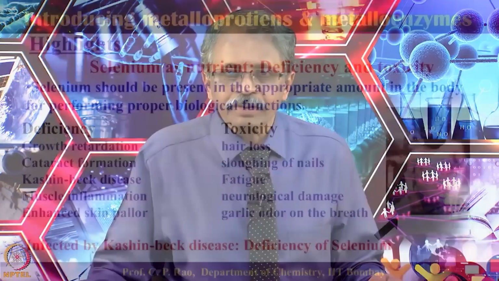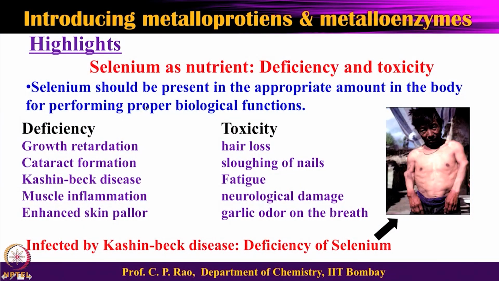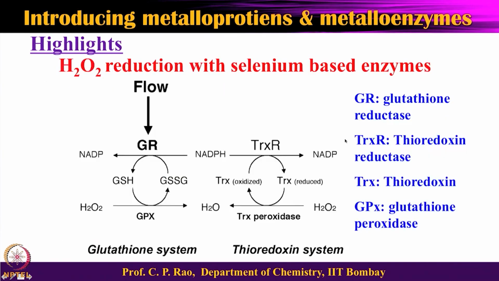Okay, the last part of the highlights is on selenium. Selenium is present in the body only as selenocysteine and no other form, no direct enzyme, but this itself is involved in some of the enzymes. Selenium is one of the important micronutrients, with deficiency and toxicity. You can see diseases like Keshan-Beck disease. This can create growth retardation, cataract formation, Keshan-Beck disease, muscle inflammations, enhanced skin pallor, many kinds of things.